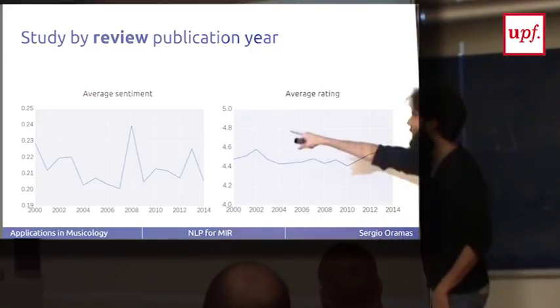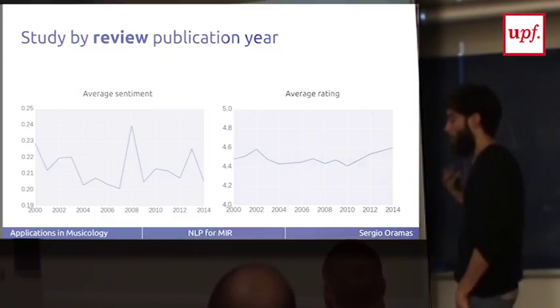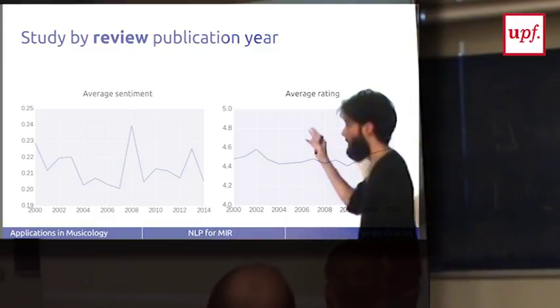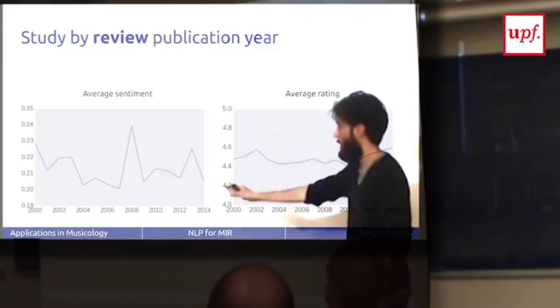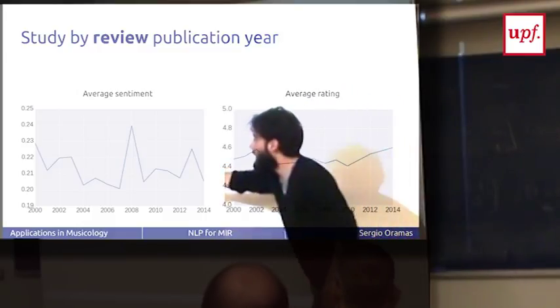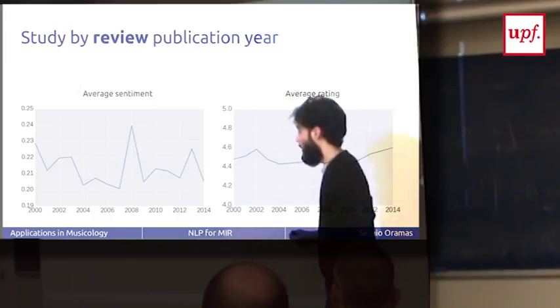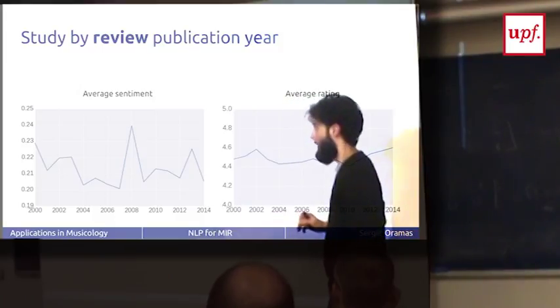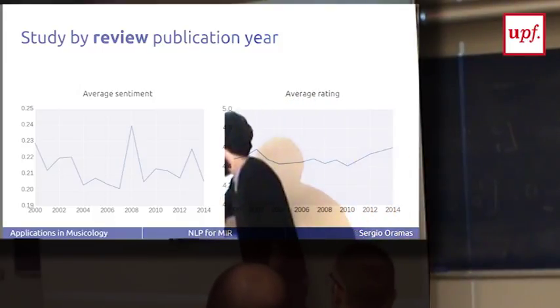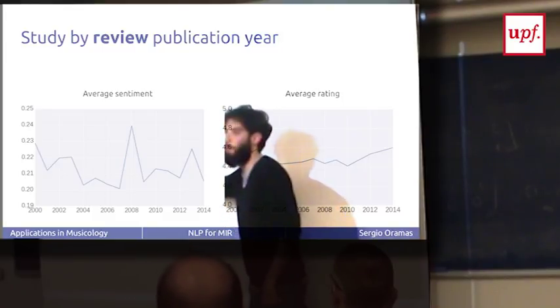Here is the standing by review publication year, so when the review was written. So we have the data set of Amazon from 2000 to 2014. Here we have the average score of the sentiment analysis. For example, all the reviews published in 2010. This is the average score of all the reviews.